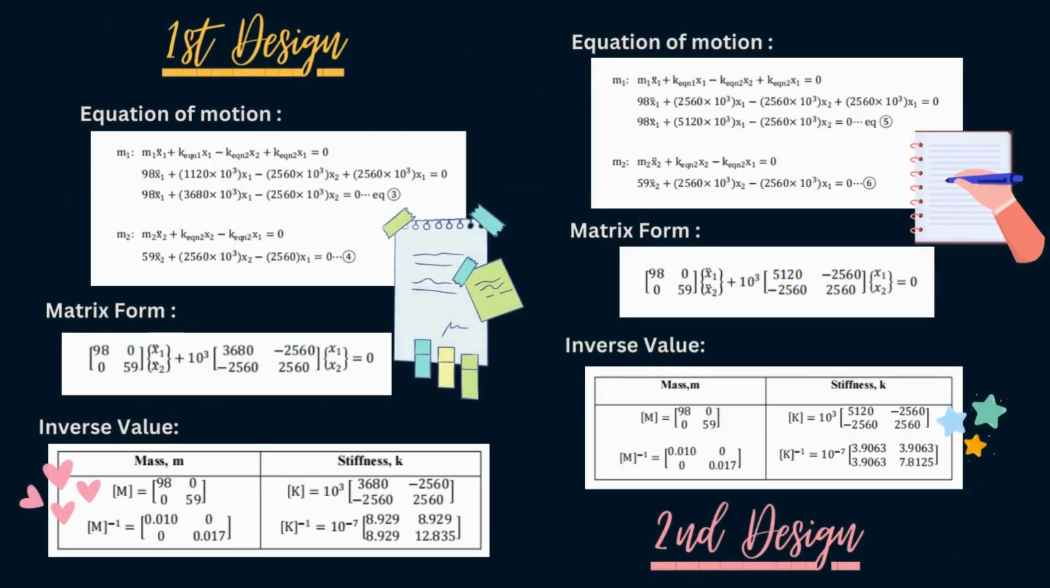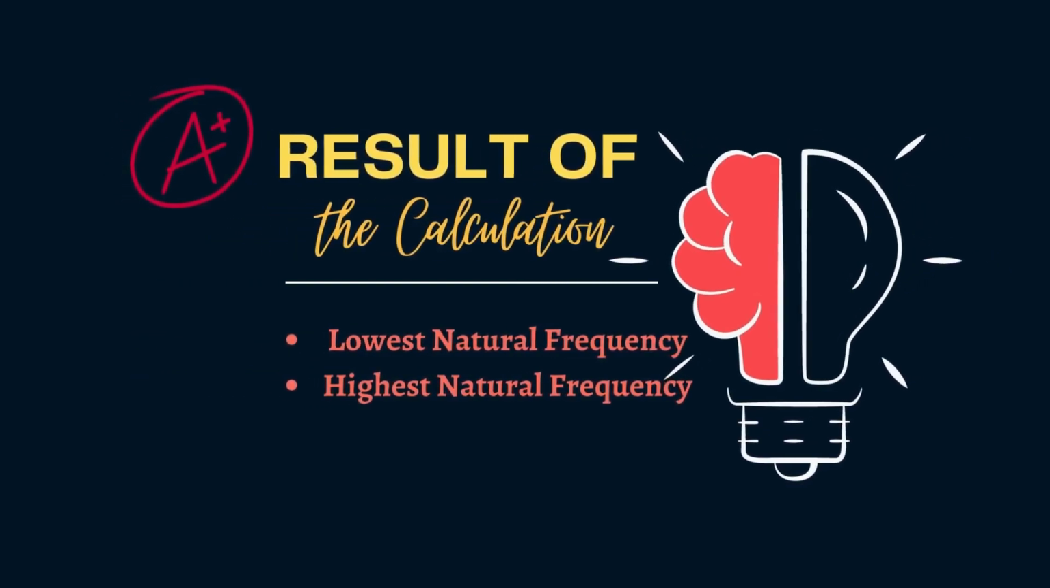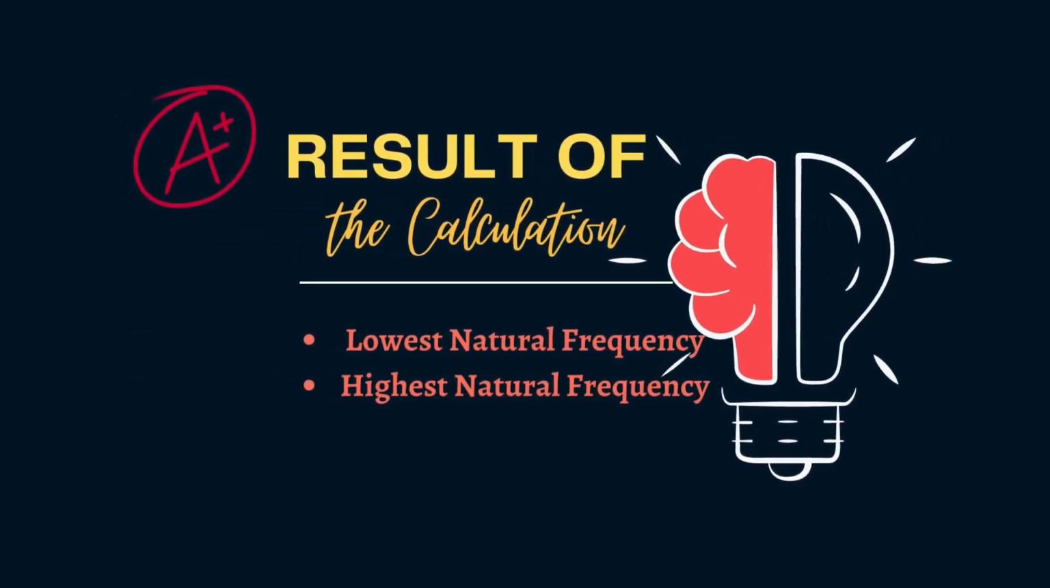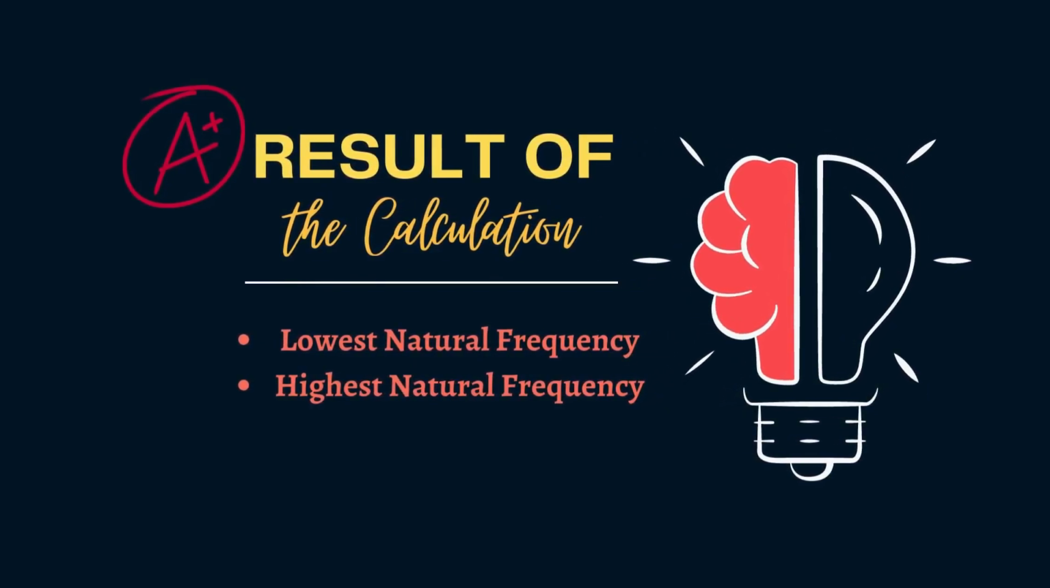After that, we can apply all the values of mass and equivalent stiffness that have been provided from the first design and second design inside the equation of motion. From there, we can generate the matrix form and find the value for the mass inverse and also the stiffness inverse. By using the formula of the iteration method, we can calculate the value for the lowest natural frequency and highest natural frequency. So, here is our result of the calculation.